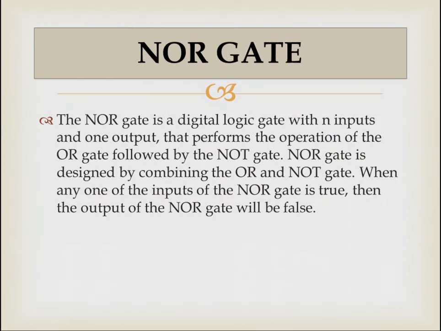Next one is the NOR gate. The NOR gate is a digital logic gate with n inputs and one output that performs the operation of the OR gate followed by the NOT gate. The NOR gate is designed by combining the OR and NOT gate. When any one of the inputs of the NOR gate is true, then the output of the NOR gate will be false.